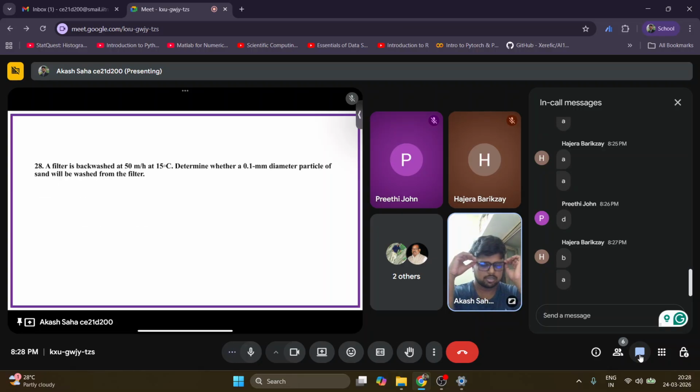Yes. So the last question we will do for today. A filter is backwashed at 50 meter per hour at 15 degrees Celsius. Determine whether the 0.1 mm diameter particle of sand will be washed from the filter. A very simple problem is given, simple to understand. You have to tell me how we approach this problem. How will you calculate this?